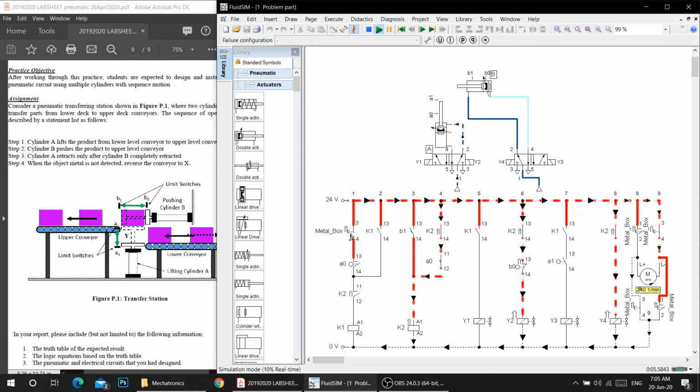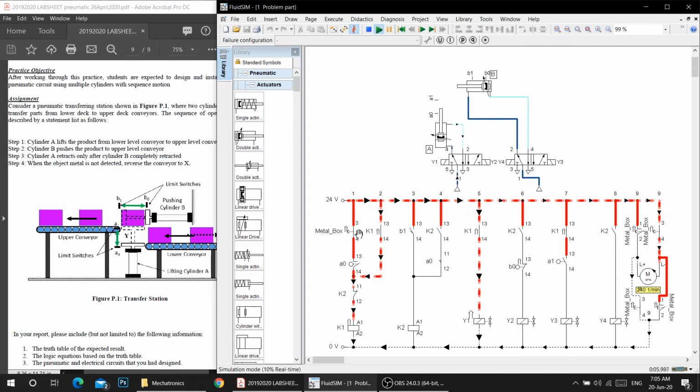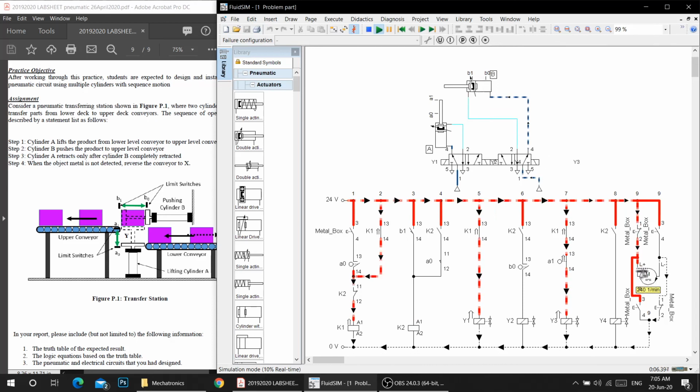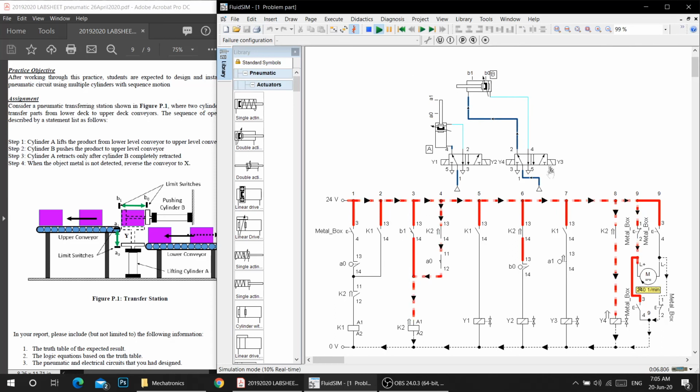Okay, once the metal box is not detected, the motor immediately will turn in the clockwise direction. But the cylinder will continue to do its last cycle of the whole sequence to prevent the previous box from getting stuck in the process on the transfer station.